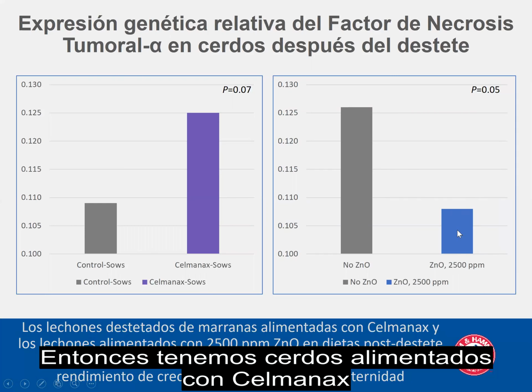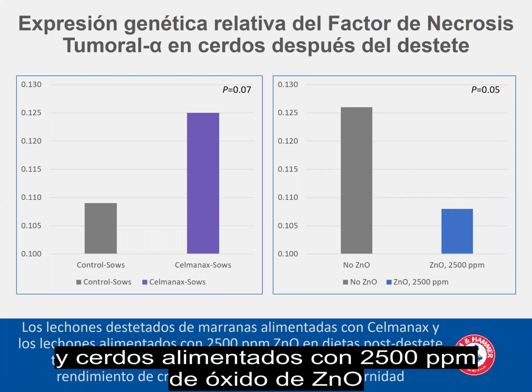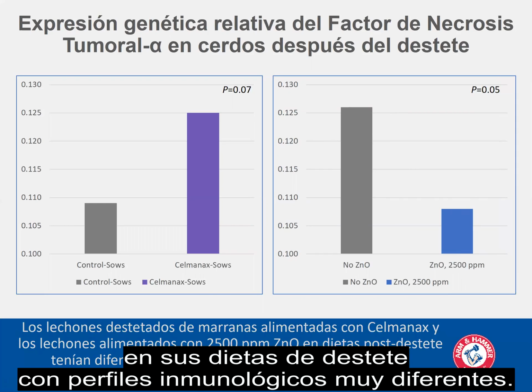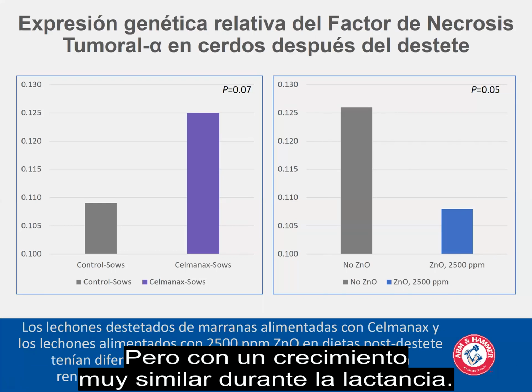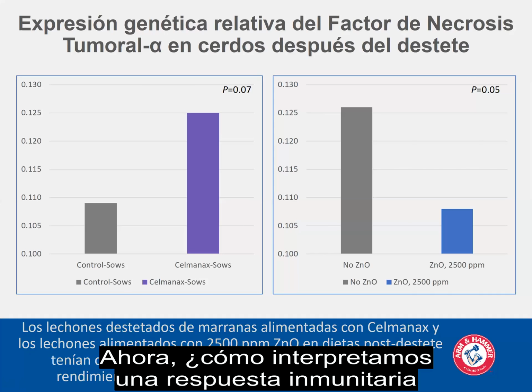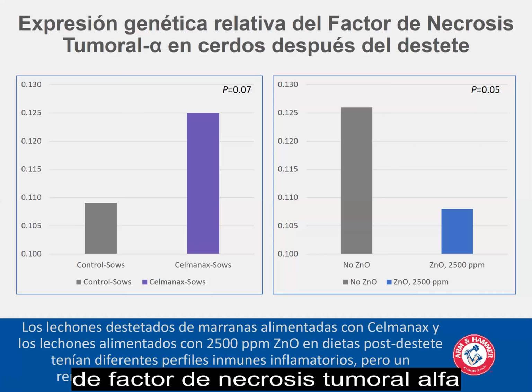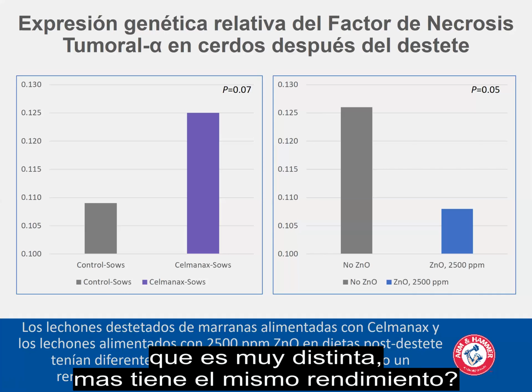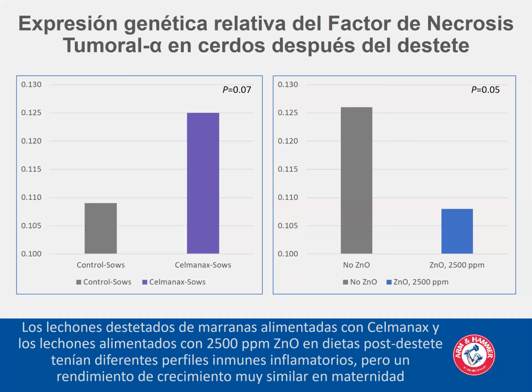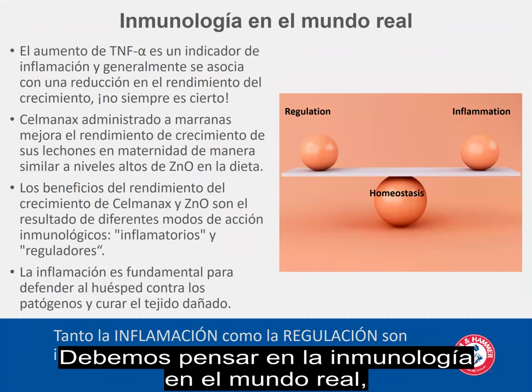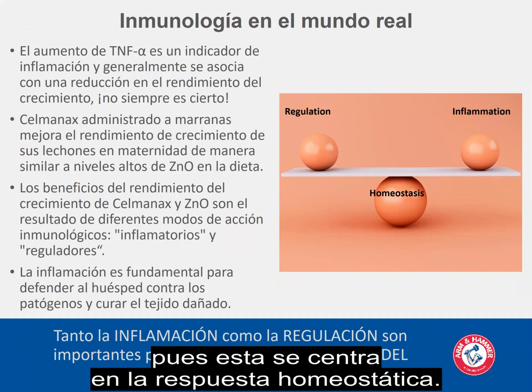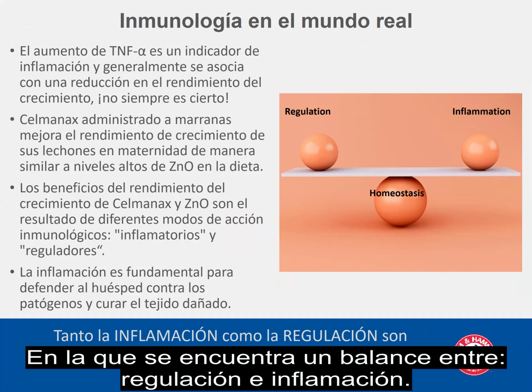So we've got pigs from the sows fed Salmonax and pigs from the treatment of the 2,500 parts per million zinc oxide in the post-weaning diets that had very different immune profiles, but very similar growth performance responses in the nursery. So now how do we interpret an immune response of tumor necrosis factor alpha that was very, very different but had the same performance? And I think we have to start thinking about, again, immunology in the real world is all about the homeostatic response of balancing regulation and inflammation.